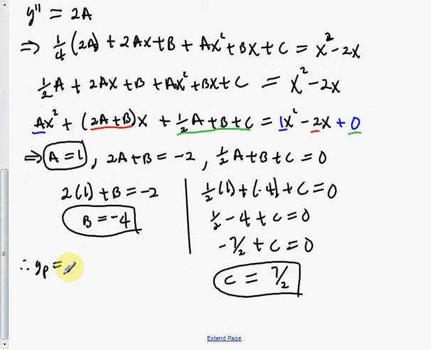So y sub p is equal to the A, which is 1, times x squared plus bx, but b is negative 4, so this is negative 4x plus c, plus 7 over 2. Well, the answer is only in part.